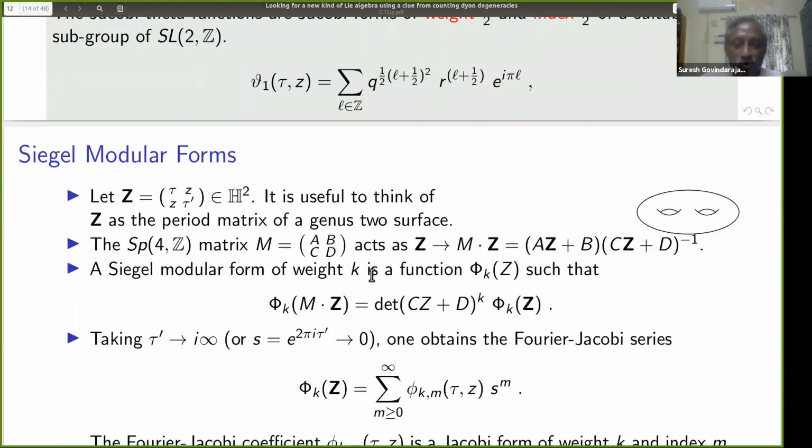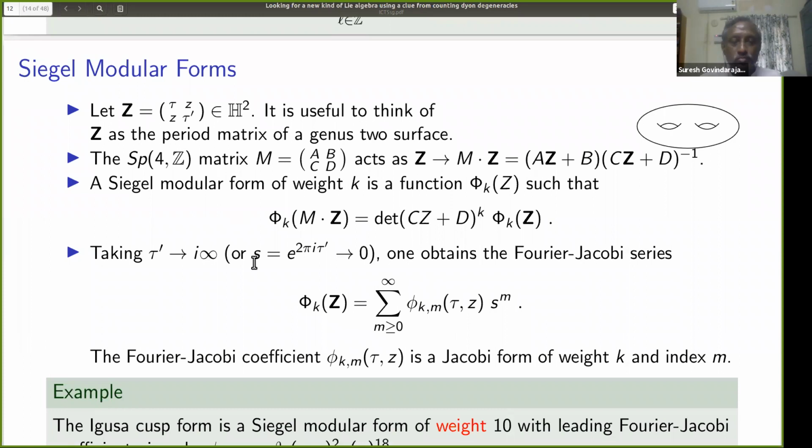But a Siegel modular form of weight K is a function of this Z, which has this transformation property. Now, again, we want a number, so you take det of Cz plus D to the power K. Okay. So now, if you're given this object, you can ask, can we do some expansions, etc.